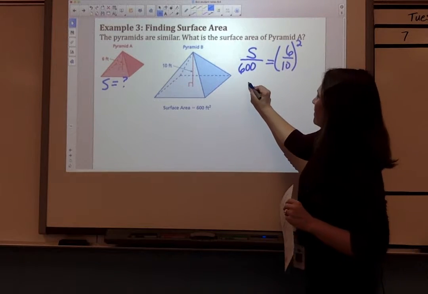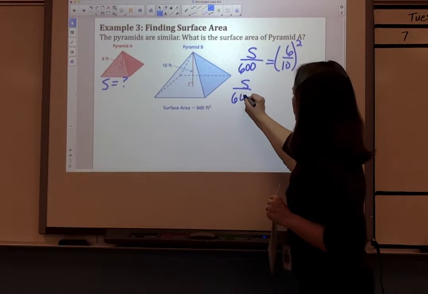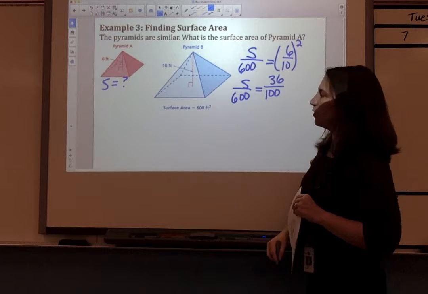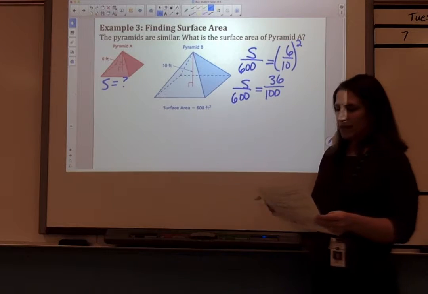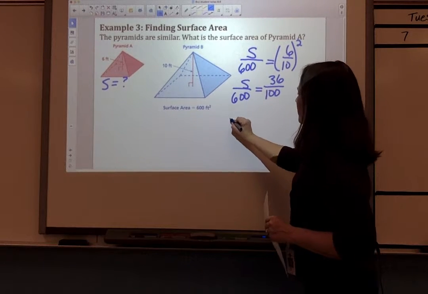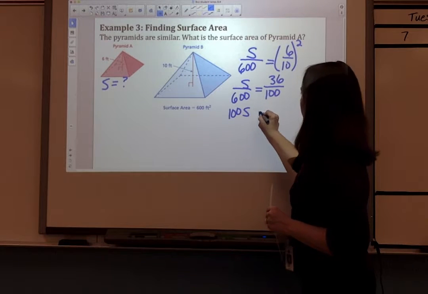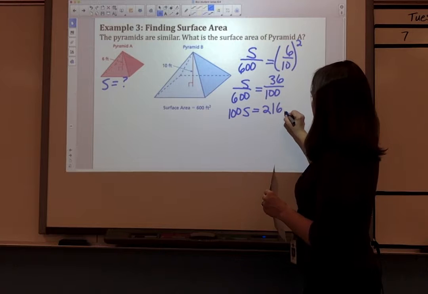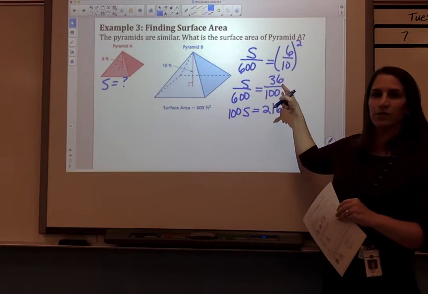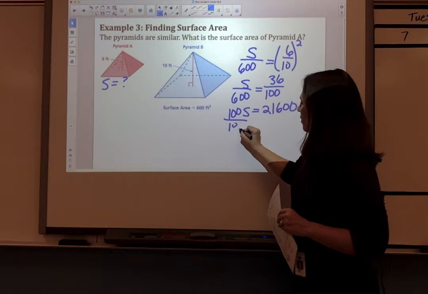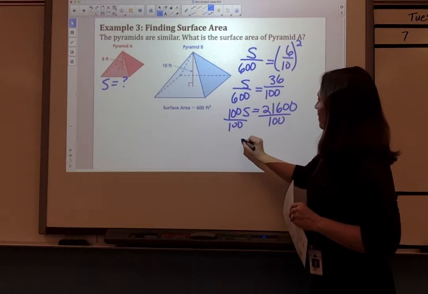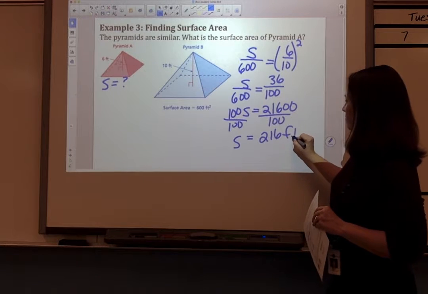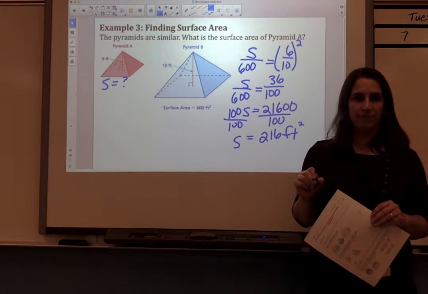So I'm going to simplify this first to S over 600 equals 36 over 100. I'll square both the numerator and the denominator. And then I'm going to use cross products to simplify. So 100S equals 21,600, which is 600 times 36. I'll divide by 100, and I get the surface area equals 216 square feet.